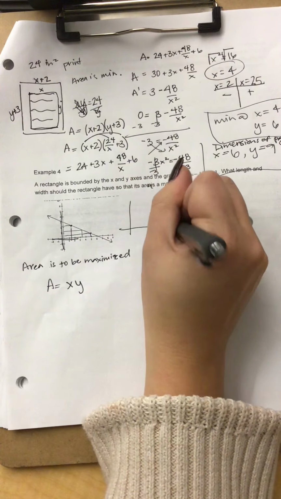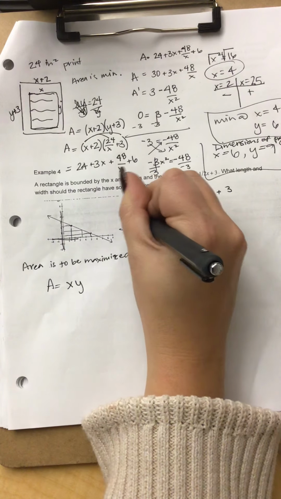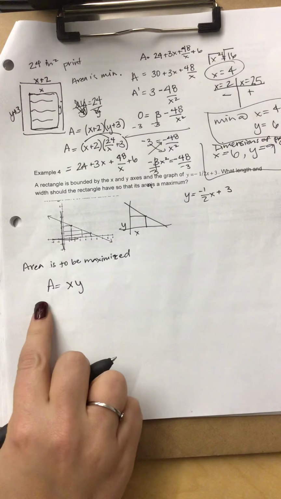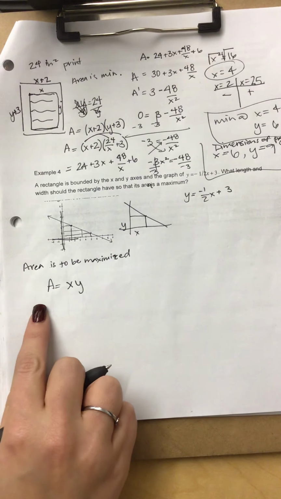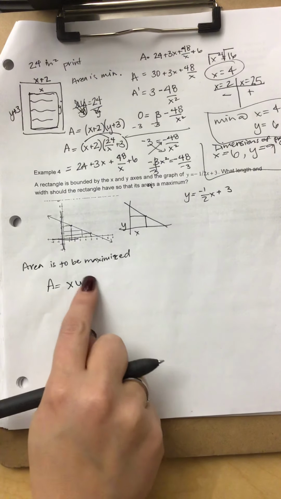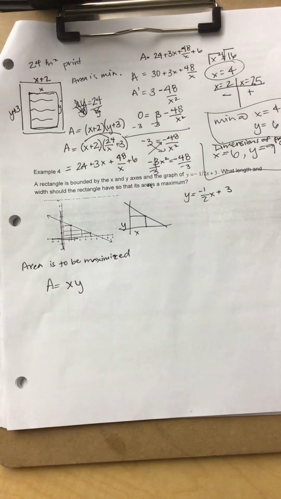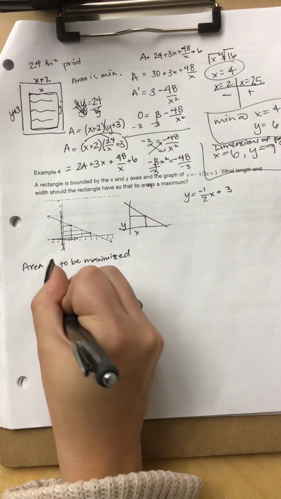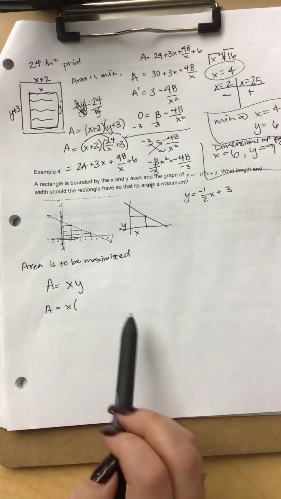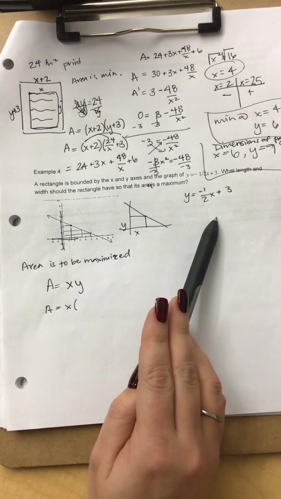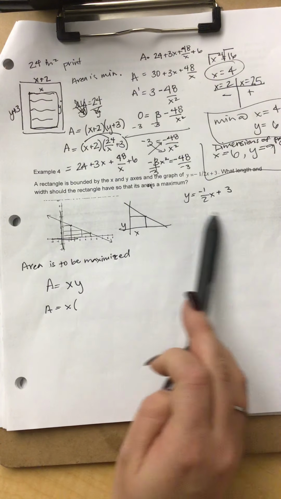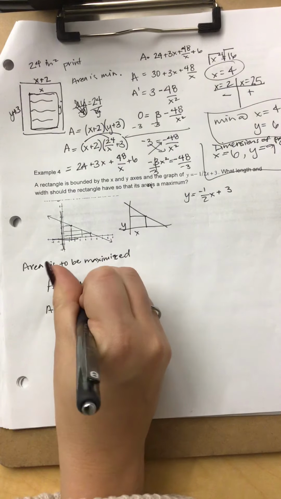I already messed up this picture a little bit, but this is x, this is y. Again, we have 2 variables. Anybody know a way that I can write the y value in terms of x? You literally have y equals in terms of x. So all we're going to do is plug that in here.